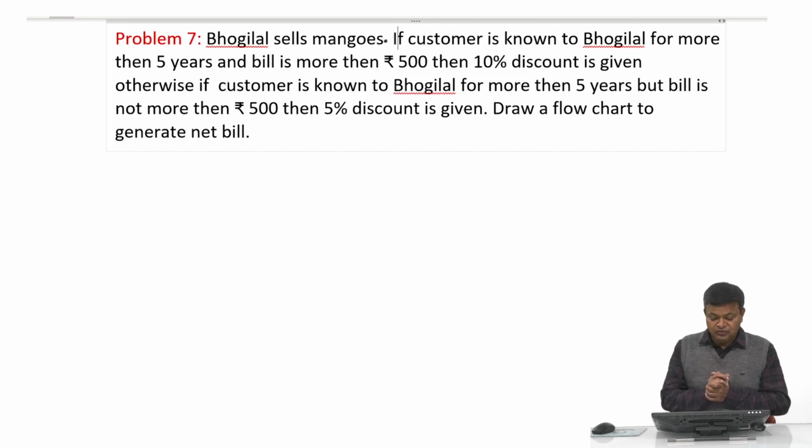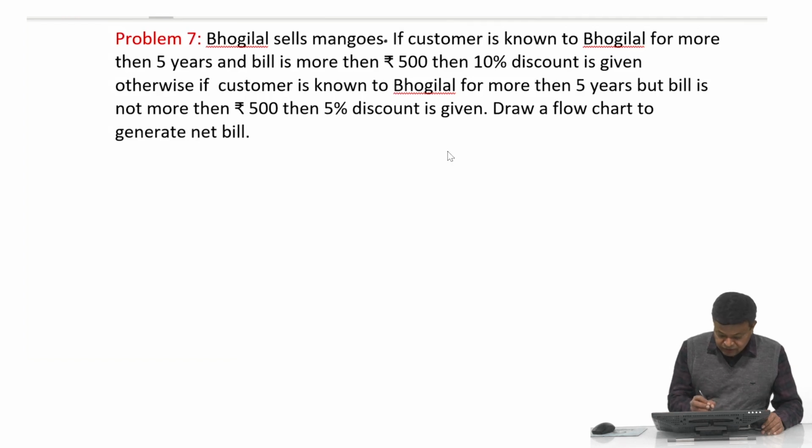then 10% discount is given. Okay. It means the discount is given based on the loyalty and based on the bill. Otherwise, if customer is known to Bhogilal for more than 5 years, but bill is not more than rupees 500, okay, then 5% discount is given. So, these are two criteria of giving discount. Now, what do we have to do? We have to draw a flow chart to generate net bill. Okay. So, let us start.